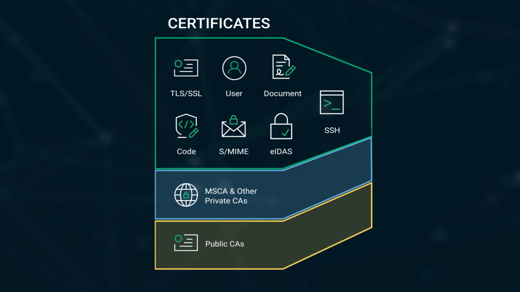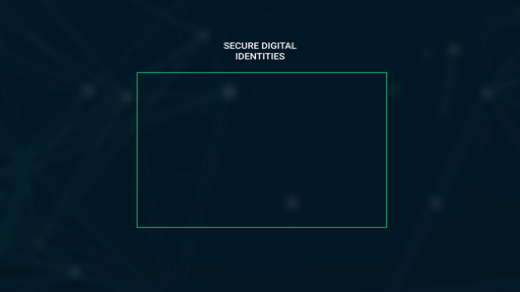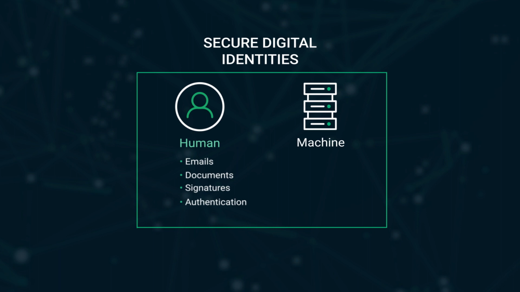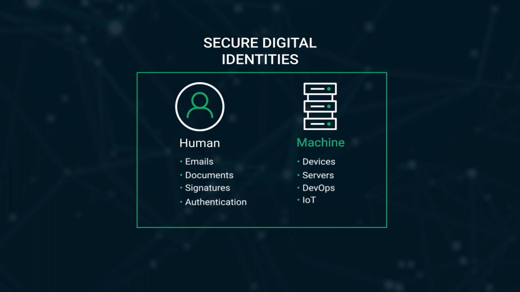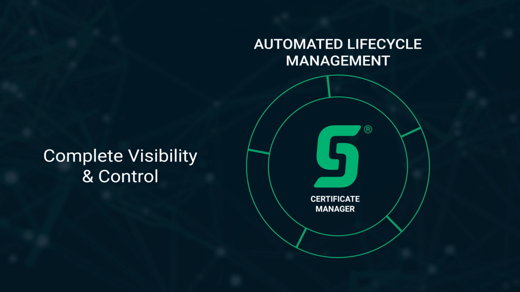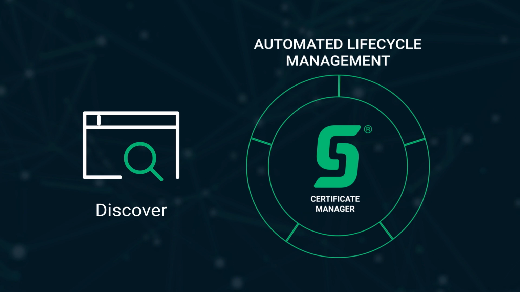All these certificate types are essential to creating secure human and machine digital identities used for the most common and emerging use cases where identities are required, such as emails, documents, signatures, authentication, devices, servers, DevOps, containers, and code, IoT, and robotic process automation. Sectigo Certificate Manager is the central lifecycle management portal, giving complete visibility and control over any certificate in the environment. It provides advanced capabilities to discover any certificate across the enterprise, regardless of the issuing CA.